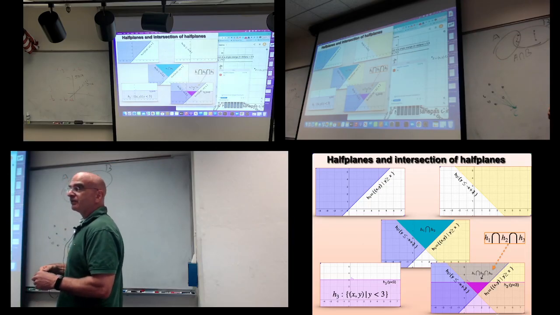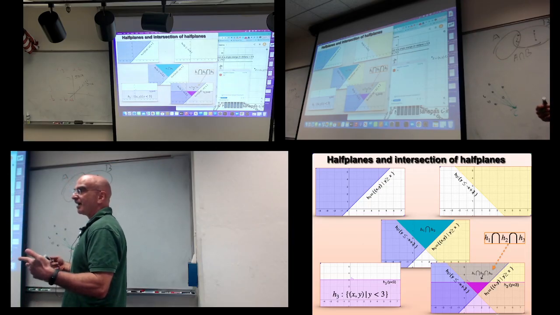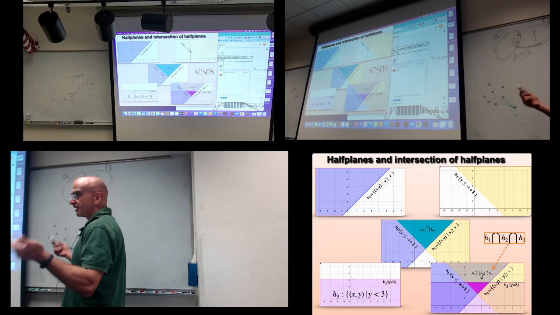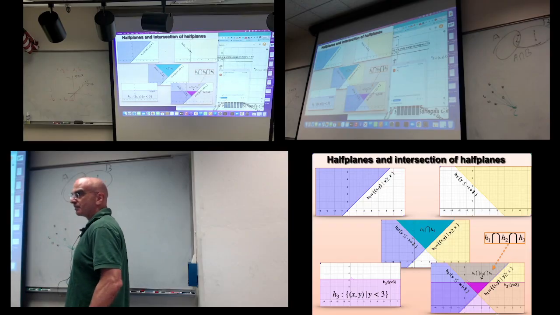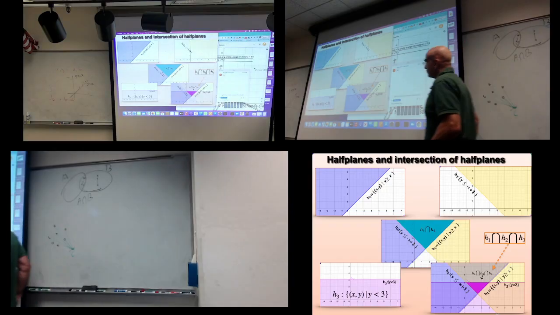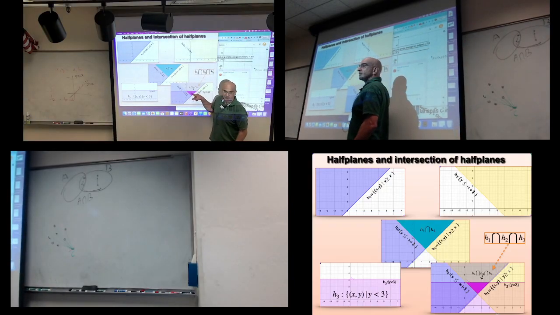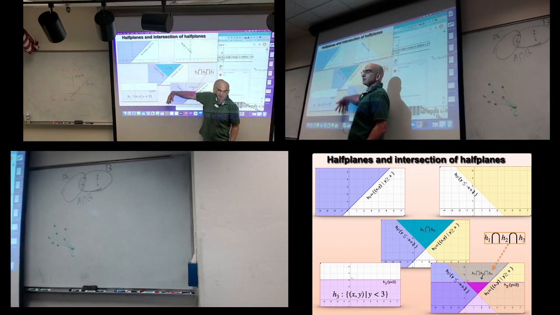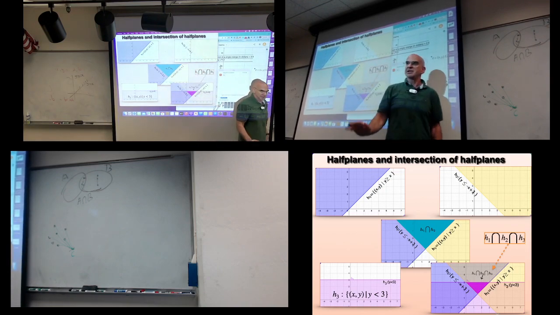Why is this relevant for us? A half plane is a convex shape. Another half plane is another convex shape. Their intersection is a convex shape as well. By the way, in this case, the intersection is bounded. In this case, it is not. It goes all the way to infinity. That's fine.